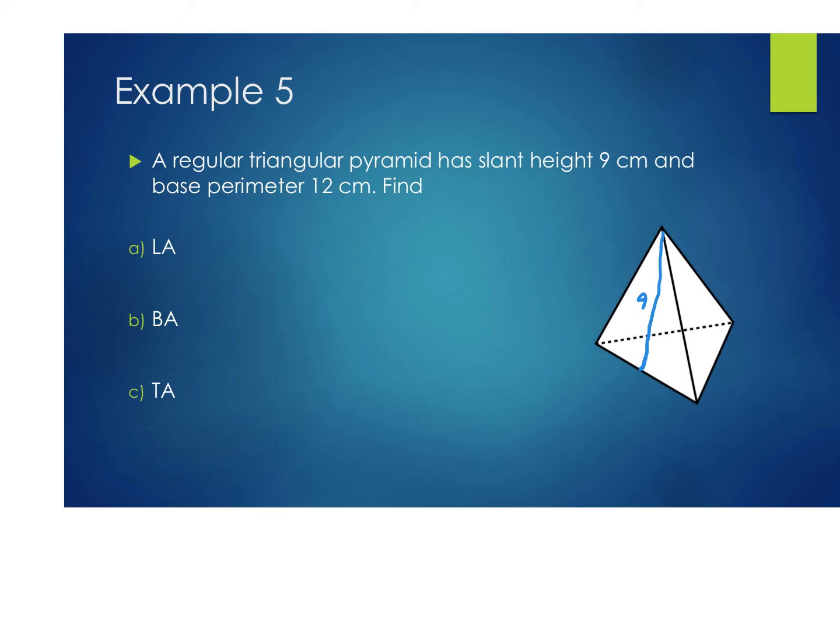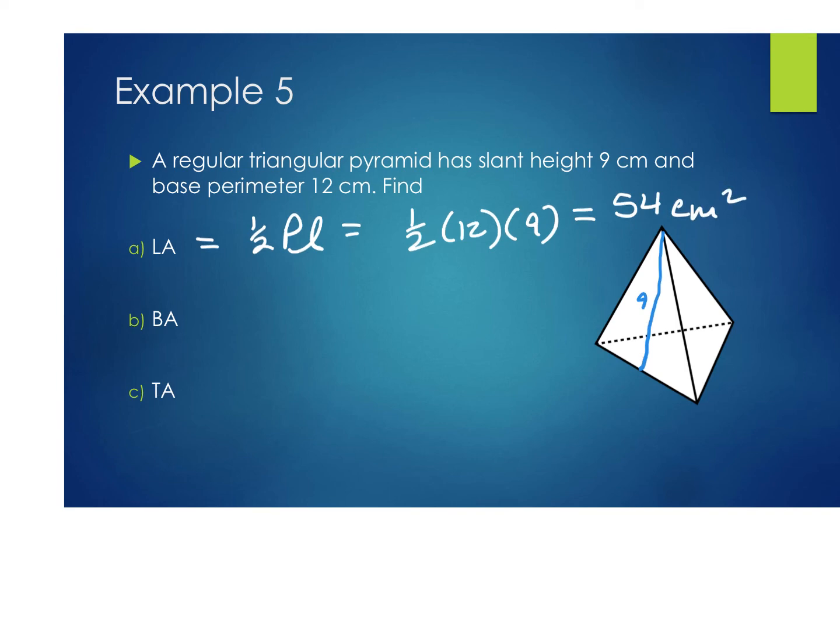So the formula I'm going to do, I'm going to use method 2 for this one. So lateral area is equal to 1/2 perimeter times slant height. Perimeter was 12. Slant height I got from the problem as well. It's 9. Multiply those 3 numbers, 54 centimeters squared.